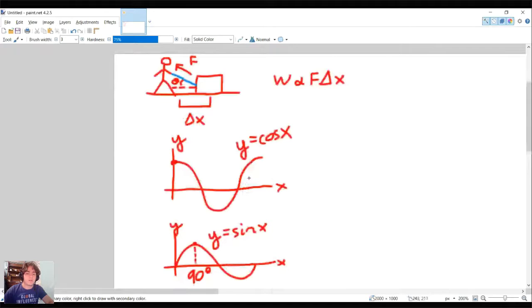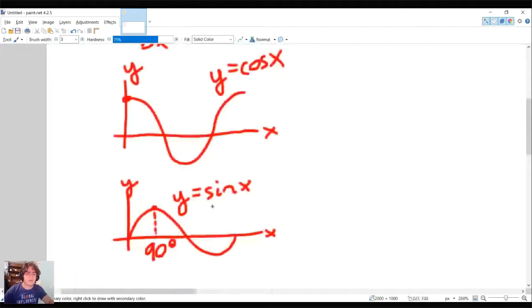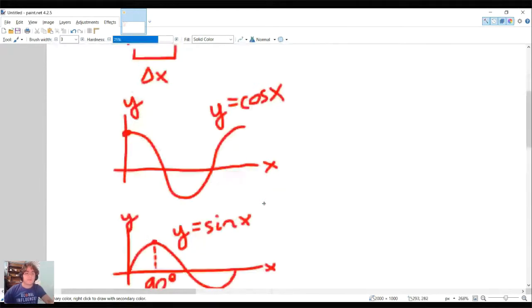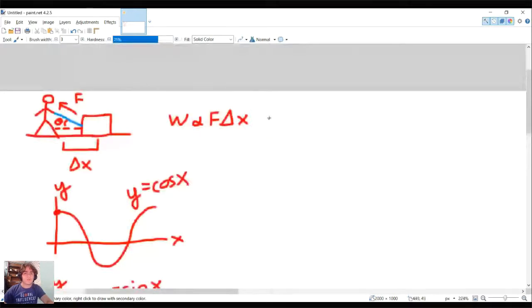And this isn't right, I don't think. Sine of 90 degrees. No, sine of 90 degrees is one. Okay, so at 0 degrees, this would just be that value.